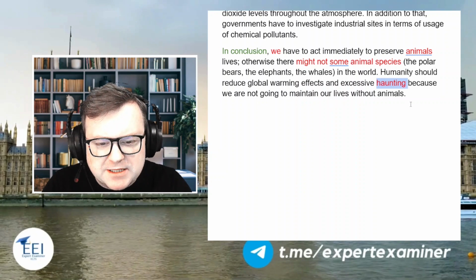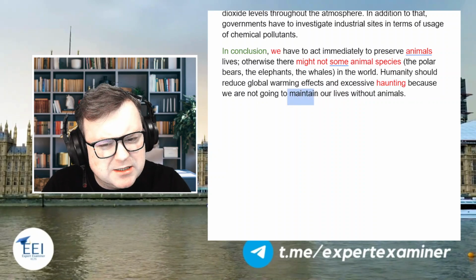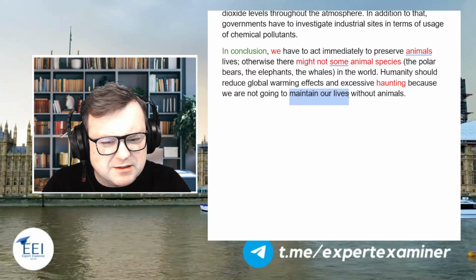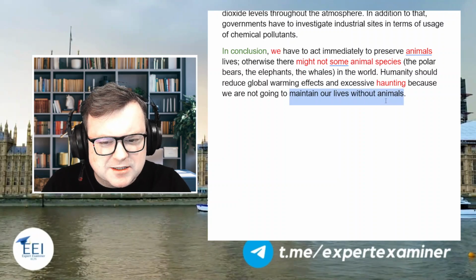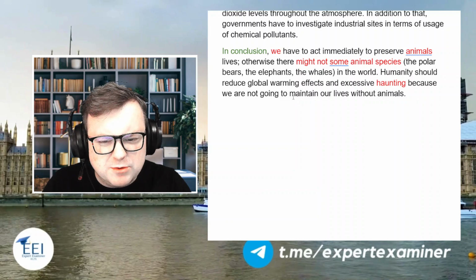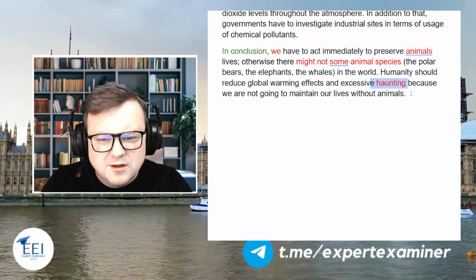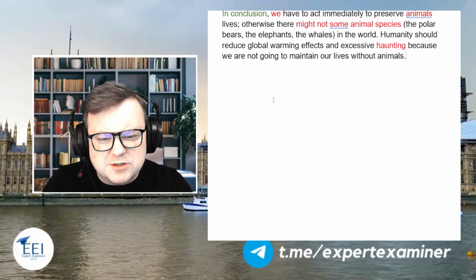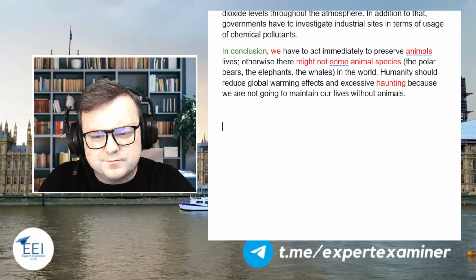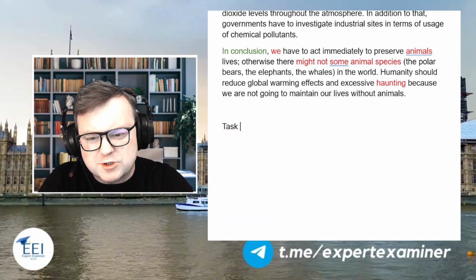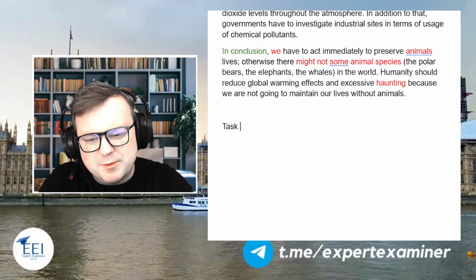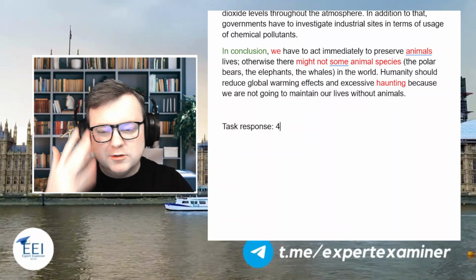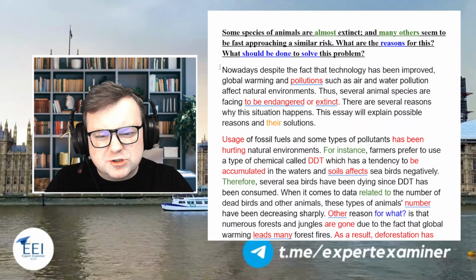Because we are not going to maintain our lives without animals. Okay, that's what you say, but that's another argument, right? But it's undeveloped. So you're introducing new arguments here. And I don't really see a summary of the main points that you've had, unfortunately. So in terms of task response, I can give a maximum of 5 for this. I think maybe even 4, just because I don't feel like the introduction.